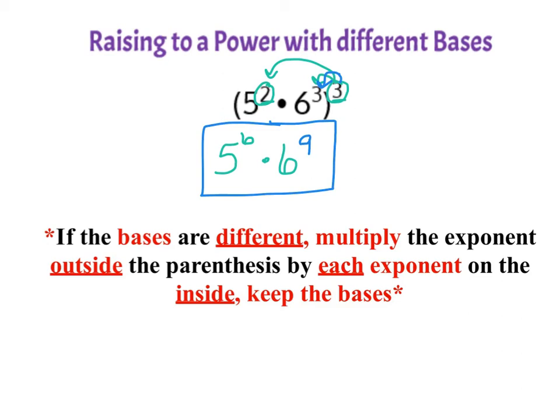So key point, make sure you pause and write this down. If the bases are different, we had a 5 and a 6, we multiply the exponent outside the parentheses by each exponent on the inside. So I had to multiply my outside 3 by the 2, and then also multiply it by 3, and as always, we keep the bases.